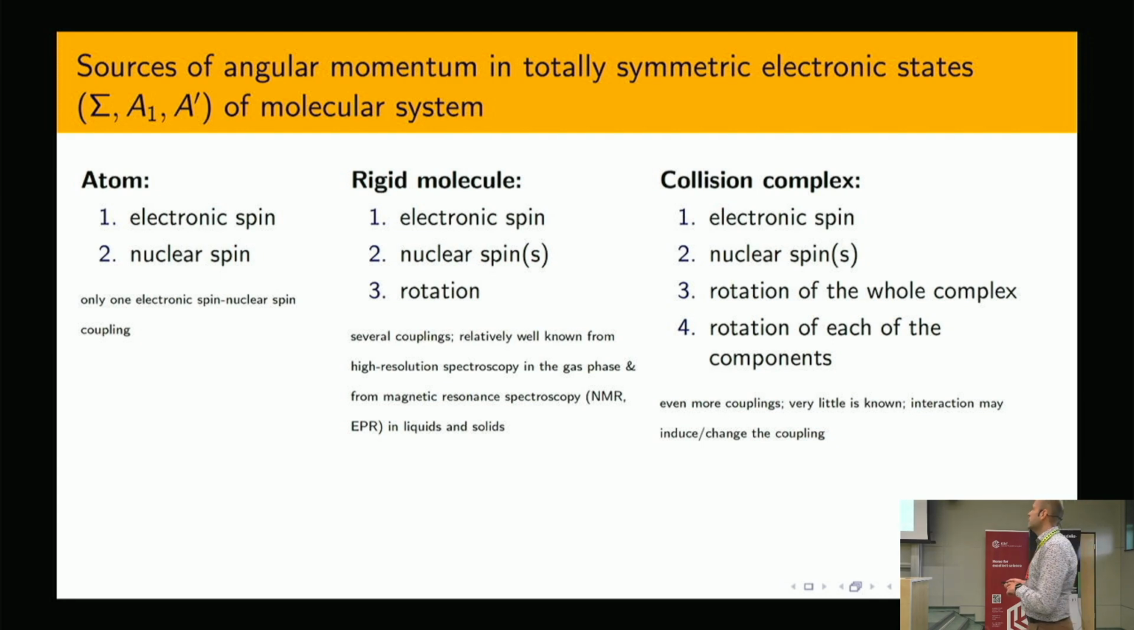Generally, when we talk about hyperfine couplings, it means that we have several different sources of angular momentum. As a comparison, in the case of an atom, we have only electronic spin and nuclear spin, and only one coupling between them. When we go to the rigid molecule, we have also rotation, at least in the case of diatomic molecules. And this part is pretty well known and studied, both by high resolution spectroscopy and by different resonances. But in the case of the collisional complex, we have a lot of couplings, very little is known, and especially we have also rotation of each of the components in the complex. And the question is if the interaction may introduce some new couplings.